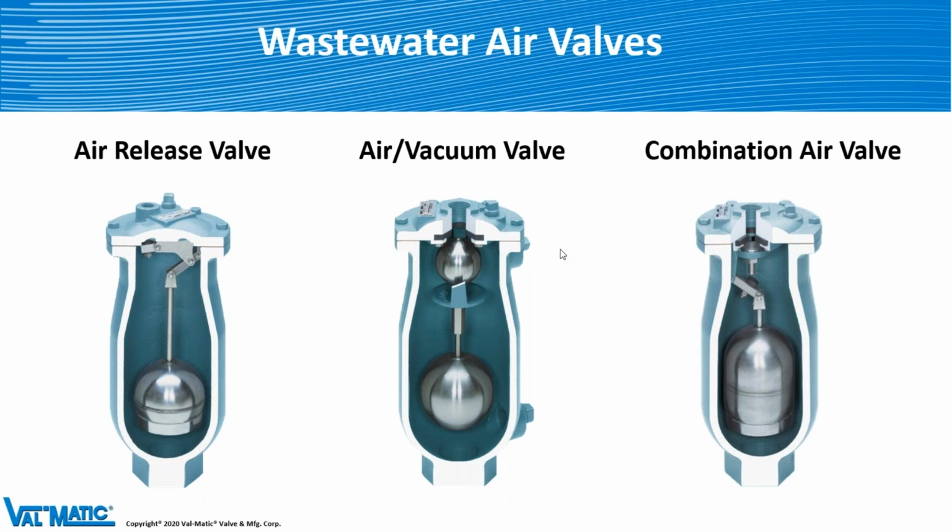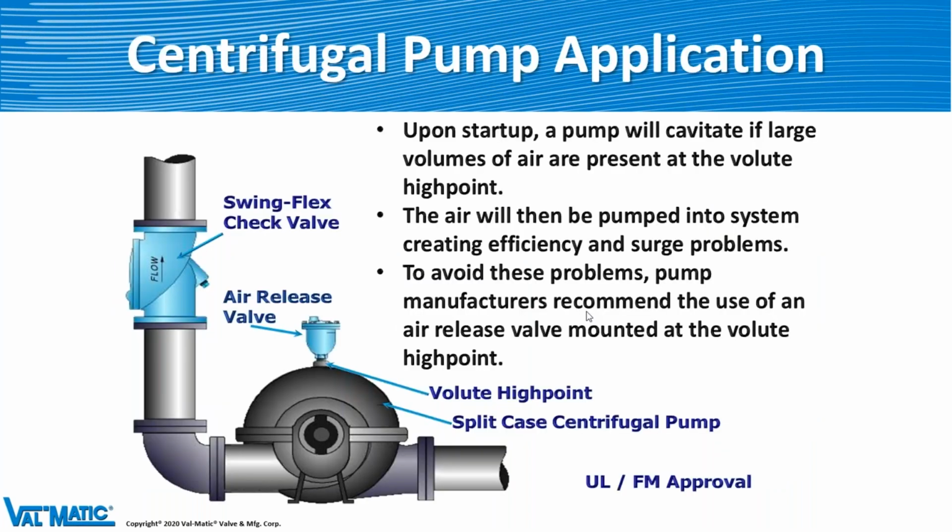So, wastewater air valves. This is the air release valve here, the air vacuum valve, and then here's the combination of the two. The centrifugal pump manufacturers recommend that release valves be put on the highest point of the volute of the pump to get the air out, because centrifugal pumps make a lot of air. It just happens.